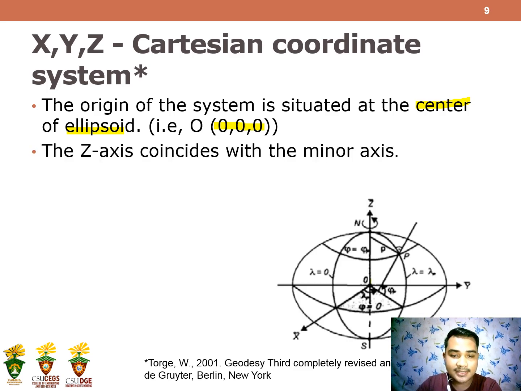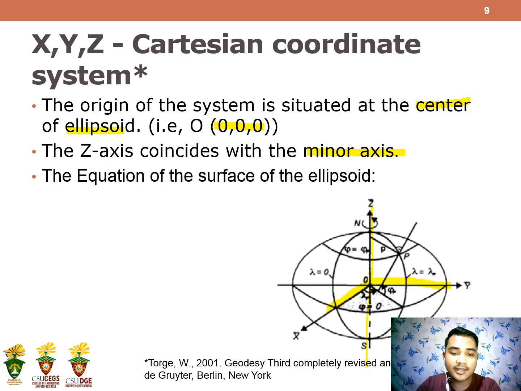And the z-axis coincides with the minor axis, while the x-axis and the y-axis coincide with the major axis. And the equation of the surface of the ellipsoid is like this one.